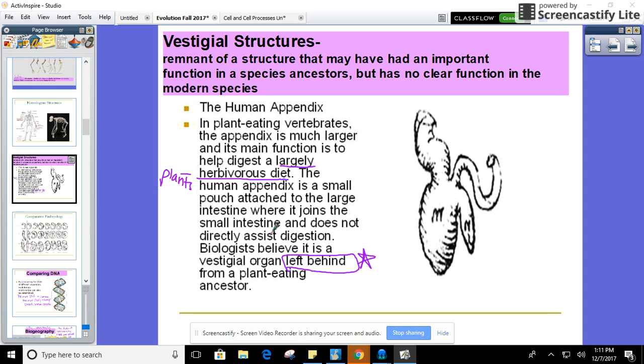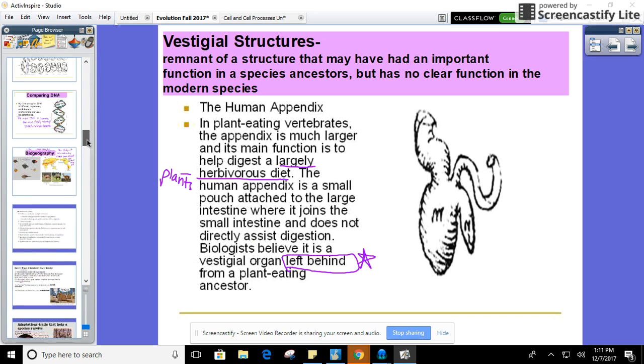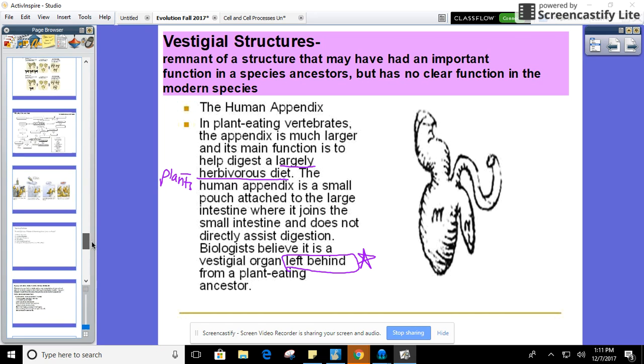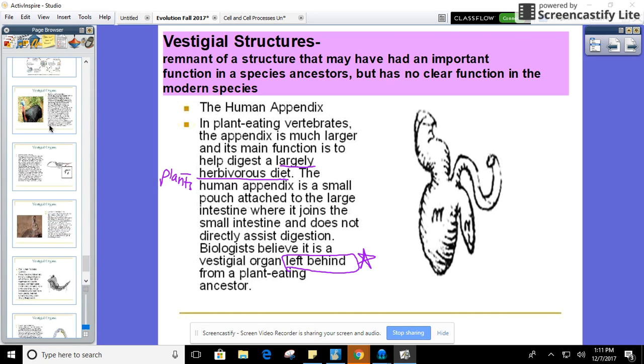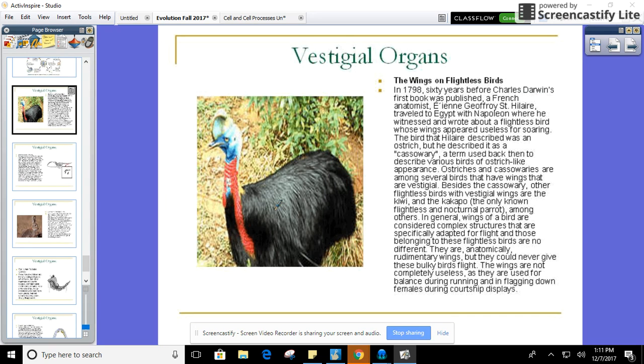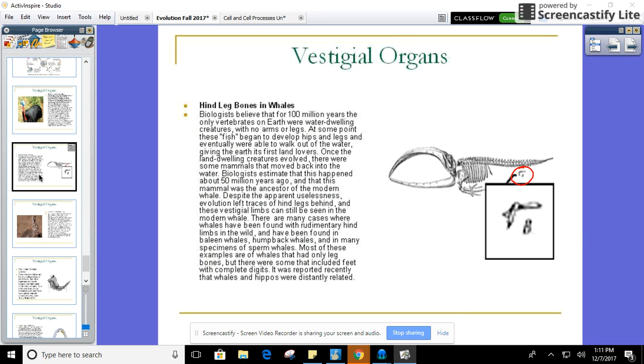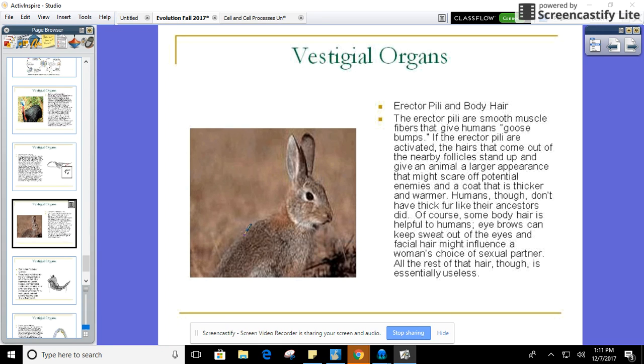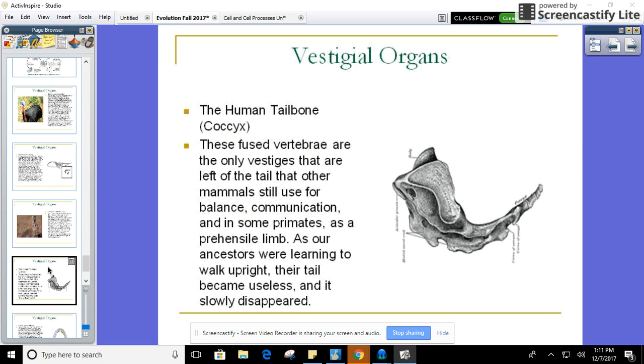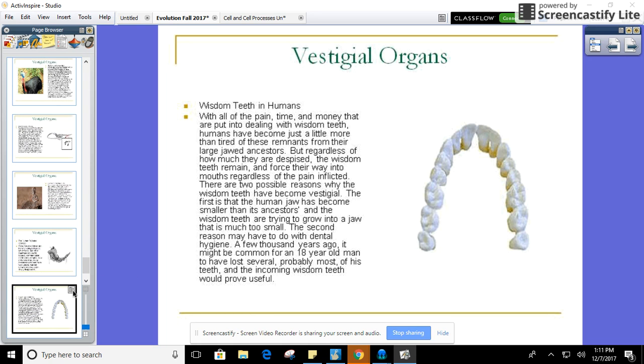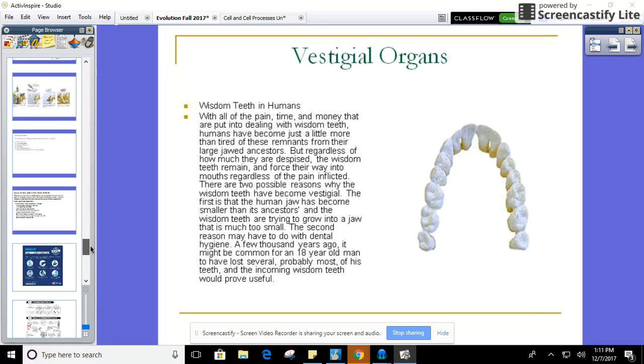I have a few other examples that I wanted to share: a vestigial organ of the wings in flightless birds, leg bones in whales, body hair, especially in humans, the human tailbone or the coccyx, which is potentially a remnant, and wisdom teeth. If you're interested in learning a little bit more about that, you can search about vestigial organs.